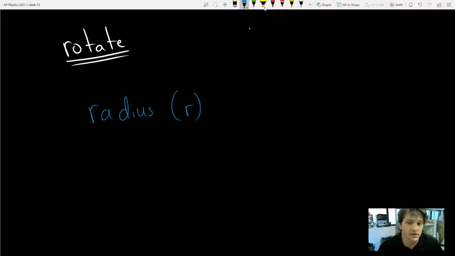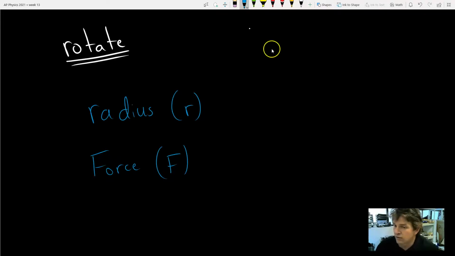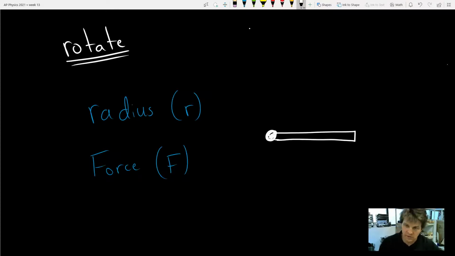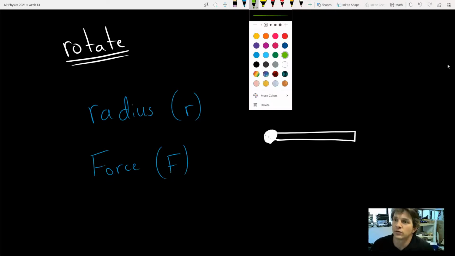And then there is the how you push on it. Am I pushing straight into the object? Am I pushing at a weird angle or anything like that? So the radius and the force are really important to how we make a torque. All right. And if we look at an object like this, okay, this could be a door. Right here is the pivot point. If we look at an object, where I apply a force is really important.